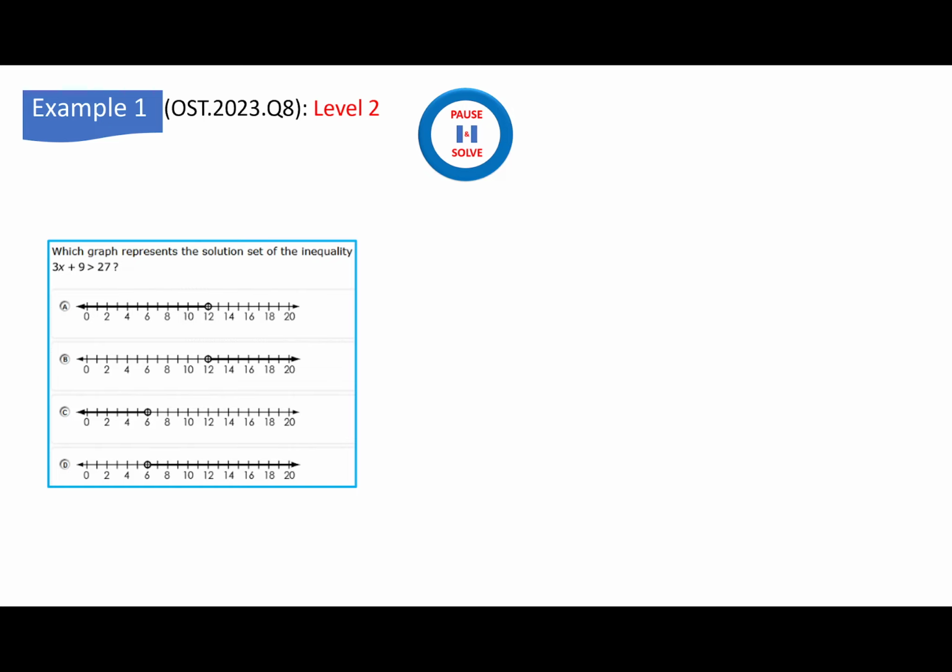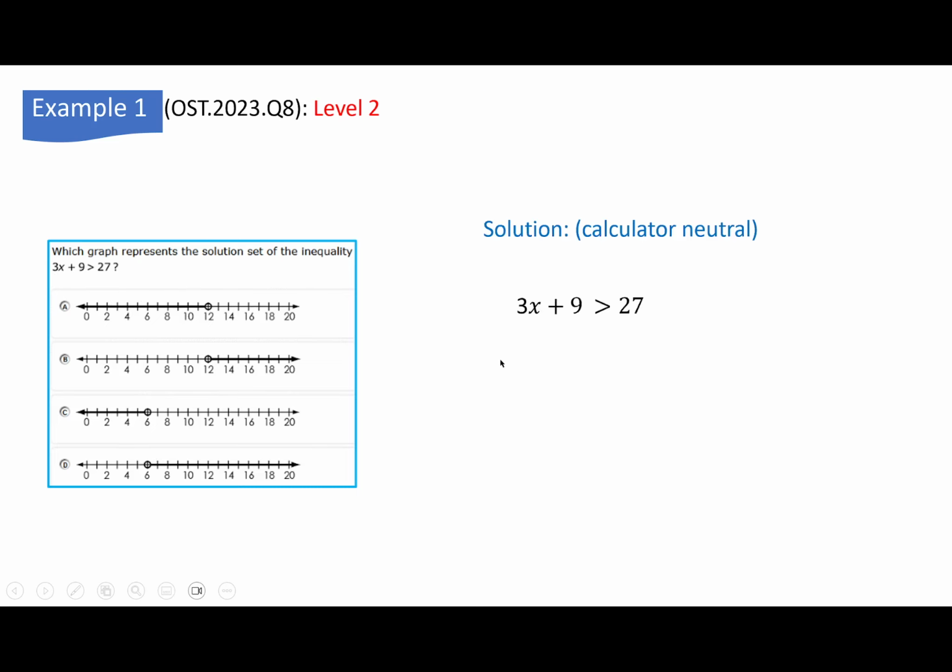Example 1. In this example, which graph represents the solution set of the inequality given? Don't try to guess, just go ahead and try to solve this inequality right there. So you have 3x plus 9 is greater than 27. For this kind of question, a calculator is useless. You can't use it, it's not allowed. I mean, calculator neutral. So we need to solve this.